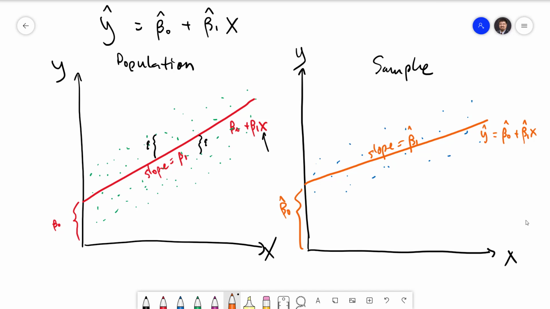What we've done so far is called a simple regression or a bivariate regression because it just has two variables, y and x. Later on, we're going to talk about multiple regressions where there are more than one x.